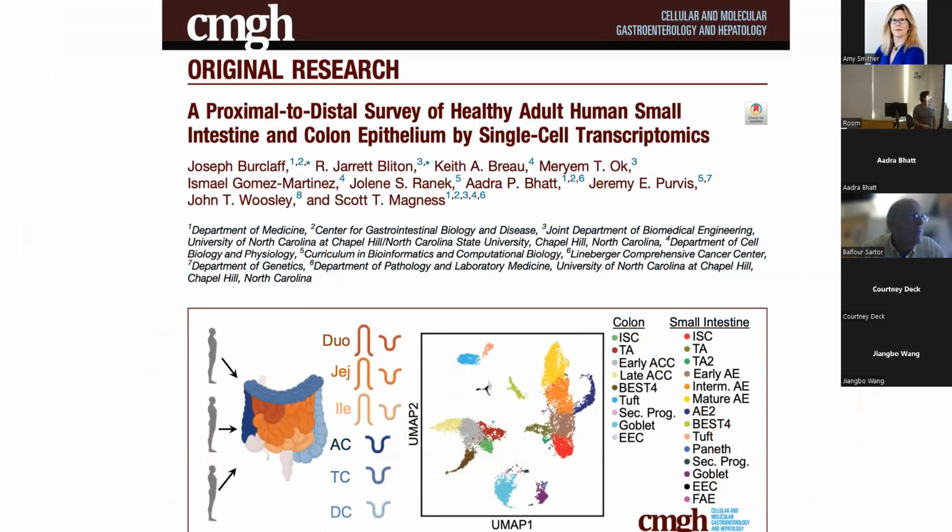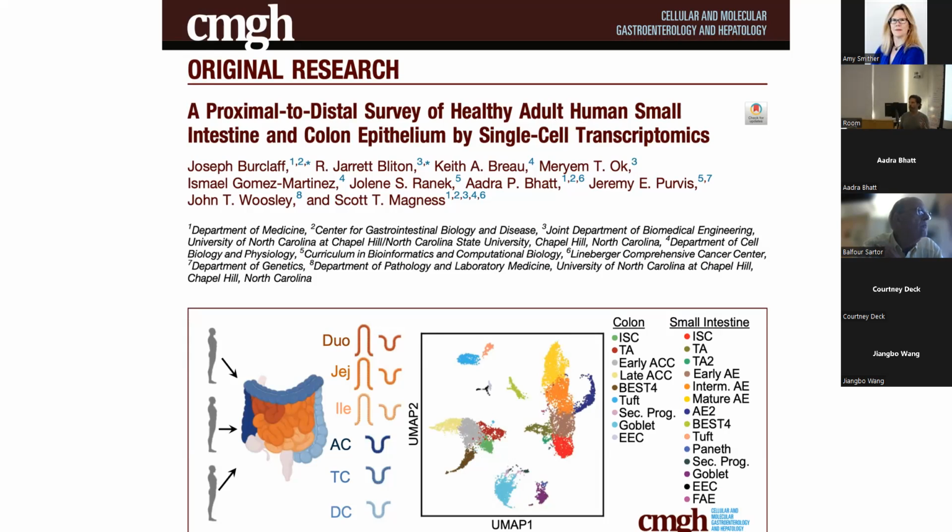Nope, good. So just as an example of this, we published this paper this year, where we did a proximal distal survey of the healthy adult human small intestine and colon epithelium by single cell transcriptomics. This was done from 3 different human donors. We got transplant organs, so the entire gut. We did 6 regions for each one of those 3 donors, so 18 different samples. And we used that hashtagging technology to enable us to do all that with 3 samples instead of 18.